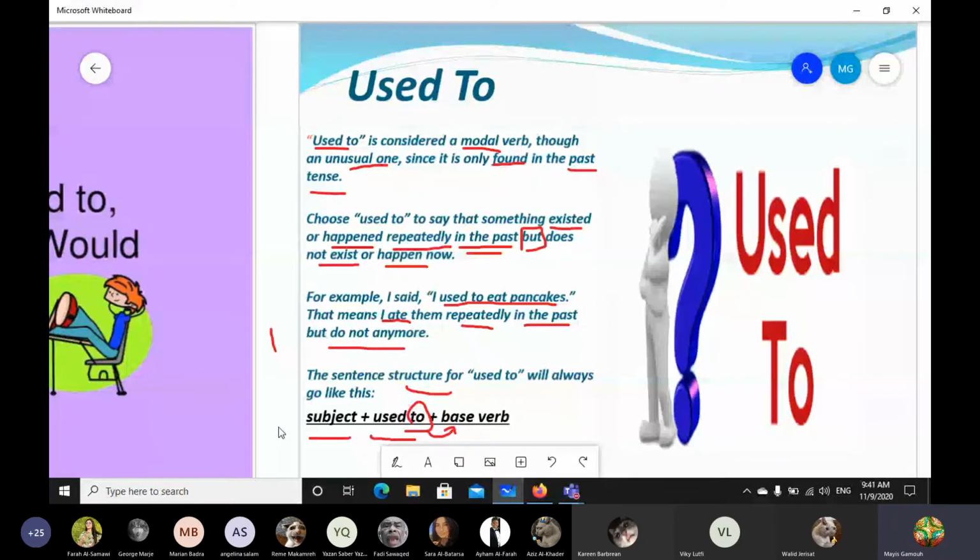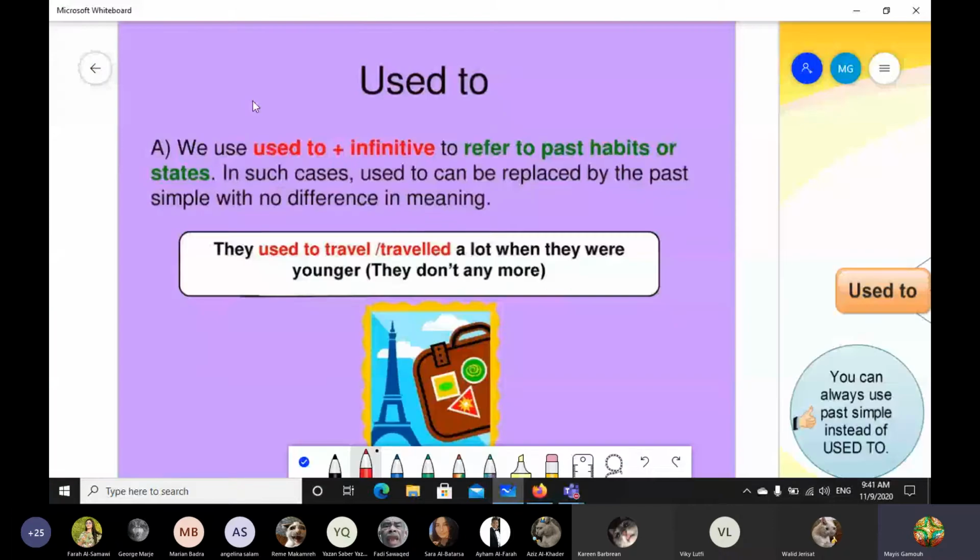Let's go to our next slide in order to explain used to in greater details. We use used to plus the infinitive to refer to past habits, as we said, or states. This means here I can use the stative verbs that we talked about previously.